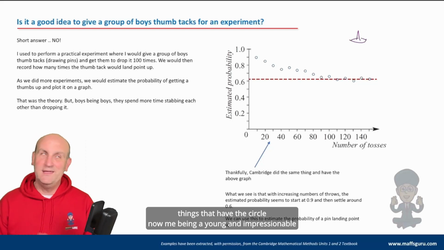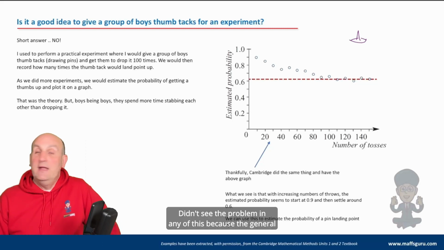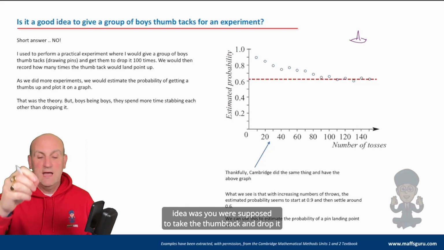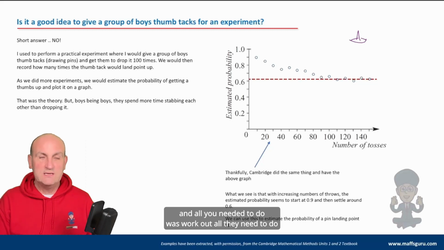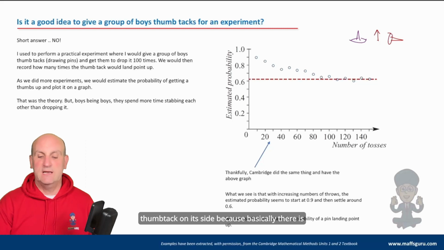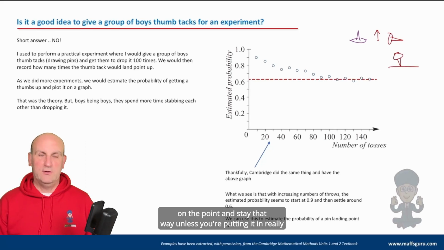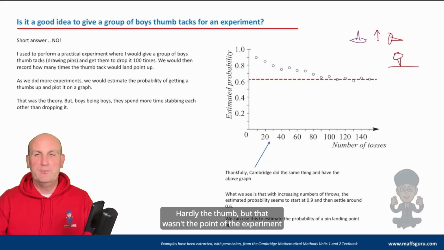Now, me being a young and impressionable teacher, believing the very best in everybody, I didn't see the problem in any of this because the general idea was you were supposed to take the thumbtack and drop it 100 times from the same height onto the same surface, and all they needed to do was work out whether it landed thumbtack up or thumbtack on its side, because there is fairly little point that a thumbtack is going to land straight on the point and stay that way, unless you're pushing it in really hard with your thumb, but that wasn't the point of the experiment.